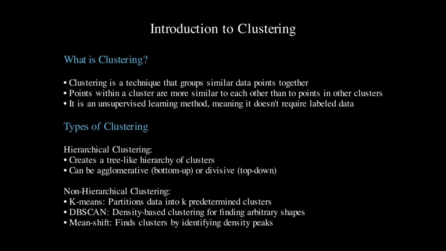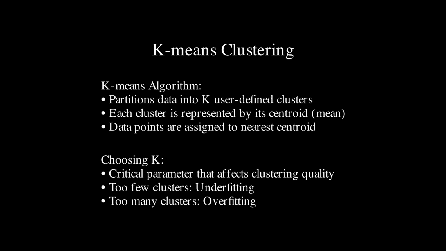Clustering algorithms generally fall into two main categories. Hierarchical clustering creates a tree-like structure of relationships, while non-hierarchical methods, like the k-means algorithm we'll focus on today, partition data into distinct groups. Let's dive into k-means clustering specifically. This algorithm partitions data into a user-specified number of clusters, which we call k. Each cluster is represented by its centroid, essentially the average position of all points in that cluster.